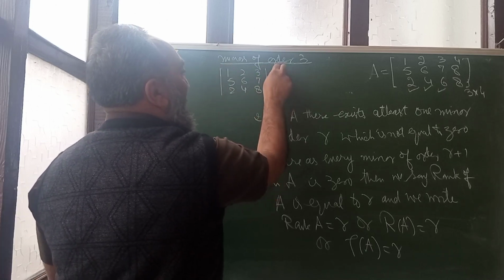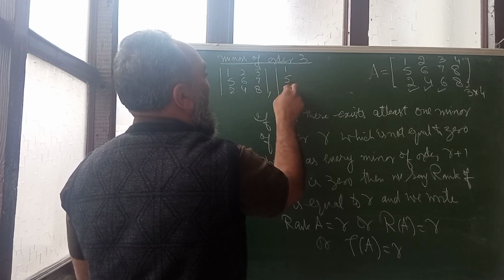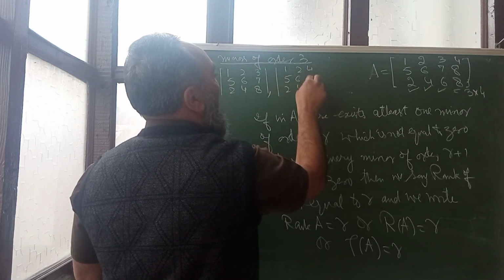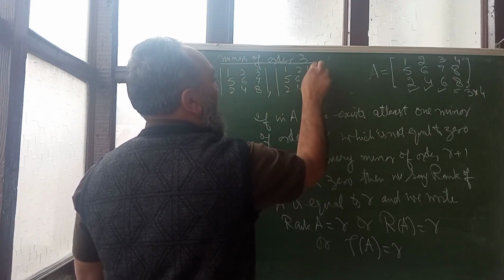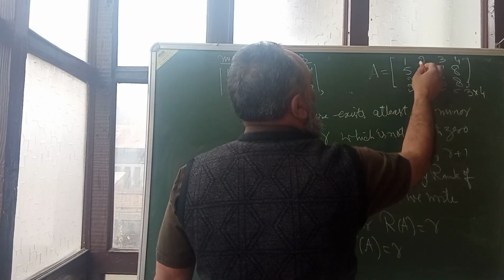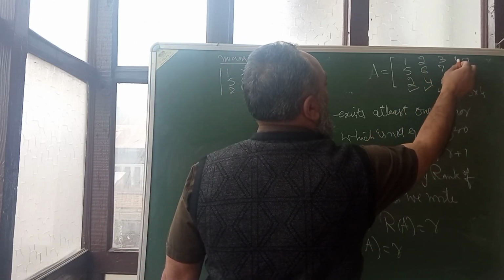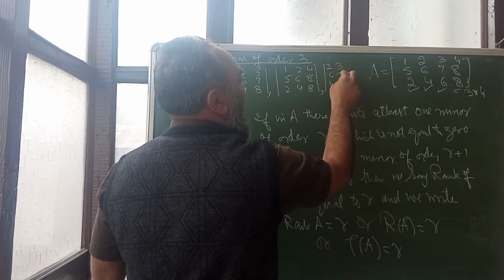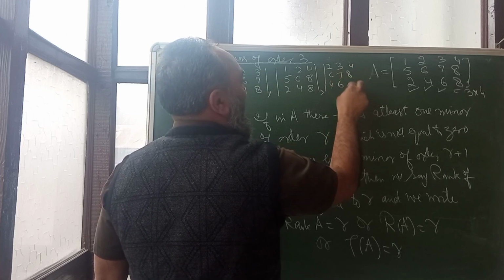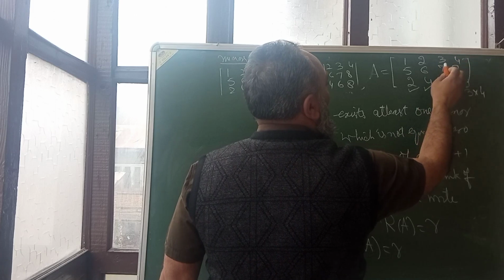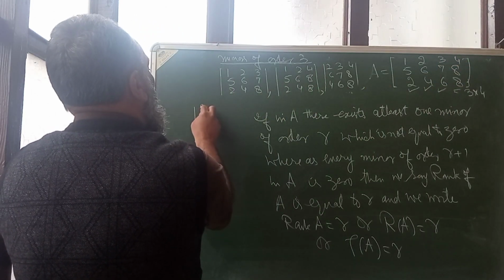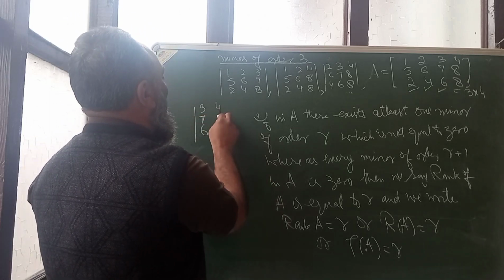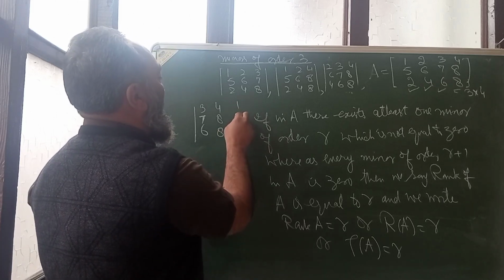Another minor is again 1, 5, 2, 2, 6, 4, then 4, 8, 8. Then again one more: 2, 6, 4, 3, 7, 6, 4, 8, 8. Then one more: 3, 7, 6, 4, 8, 8, and then 1, 5, 2.